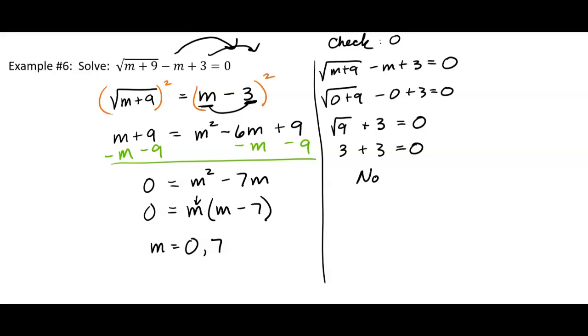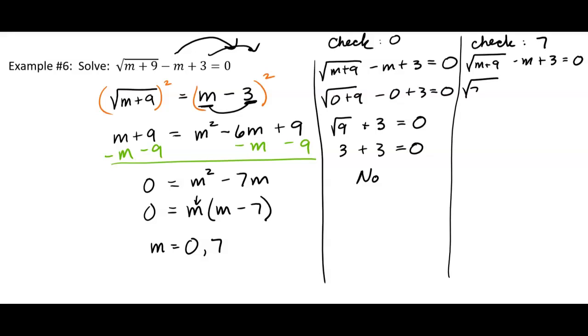All right, now we're going to check 7 and see if it works. And remember, maybe it works, maybe it doesn't. We don't know. So I still have the same equation for the original equation that I'm checking it in. So the square root of 7 plus 9 minus 7 plus 3 equals 0. Well, 7 plus 9 is 16. So the square root of 16 is 4.